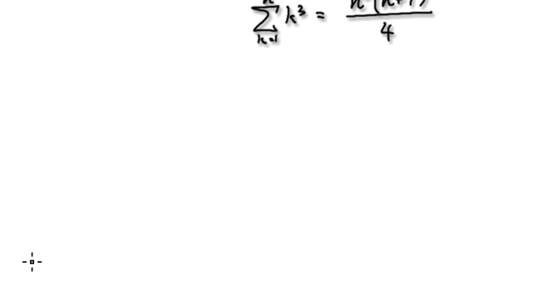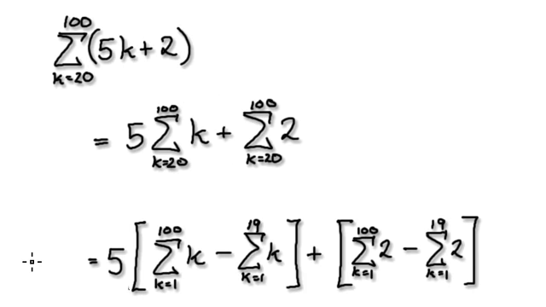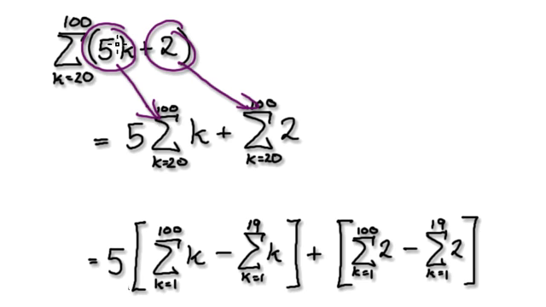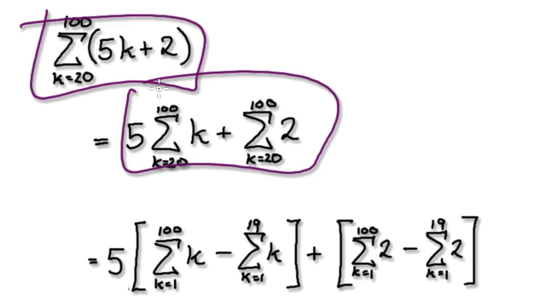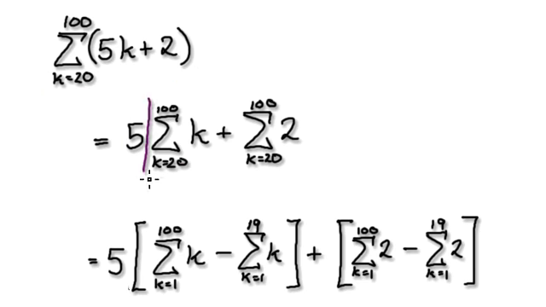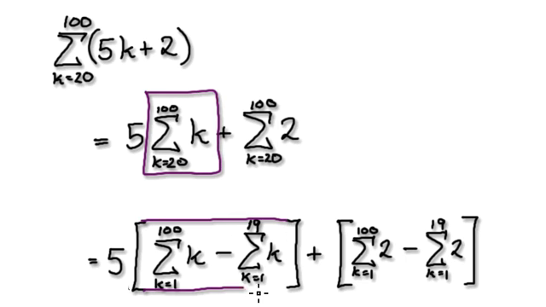Okay, so to evaluate this, remember this is from 20 to 100. So let's just break this up first. That will become this. This here will become this. 5 is a constant, so you can actually take the 5 out here, and so on. So this thing here will become this, and then this thing here, because it's from 20 to 100, is this whole thing here.